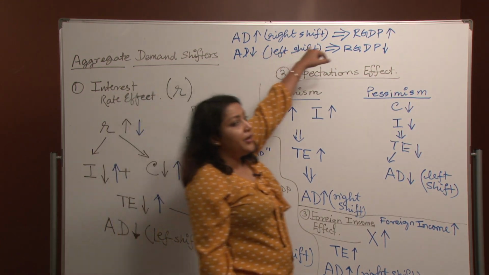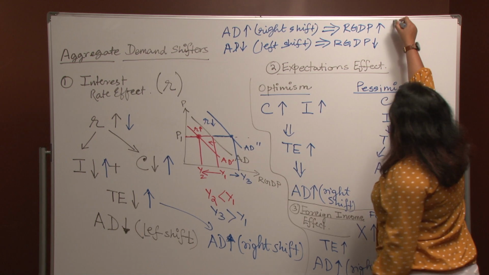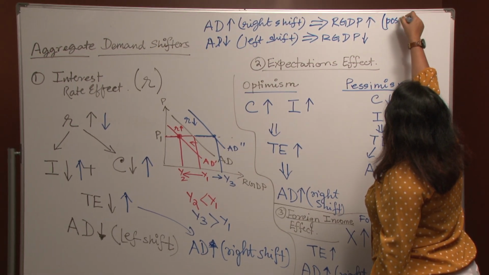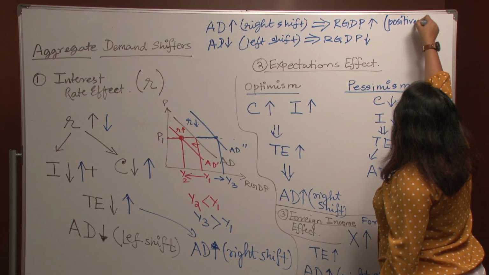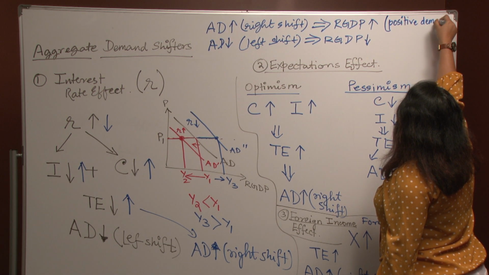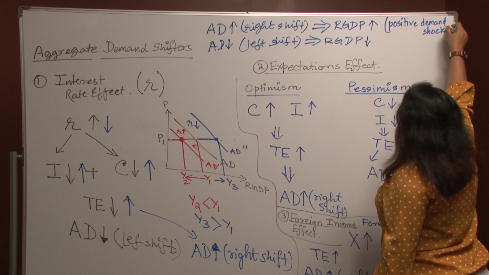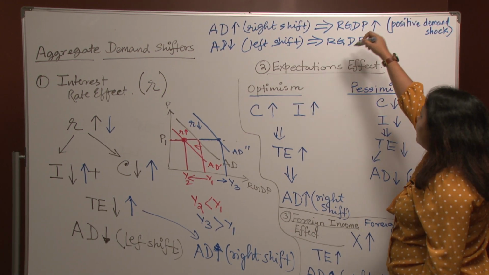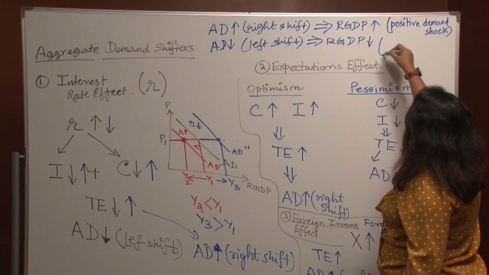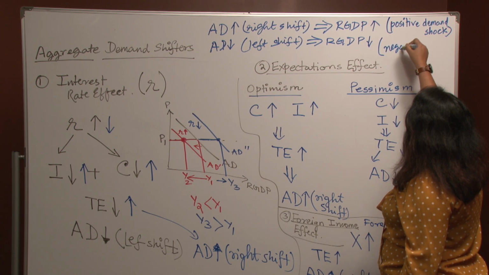Now this increase in aggregate demand or the right shift is also called a positive demand shock, and the left shift of the aggregate demand or a fall in the real GDP, that's called a negative demand shock.